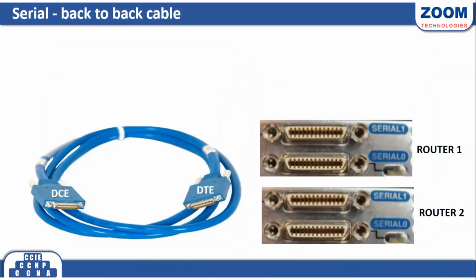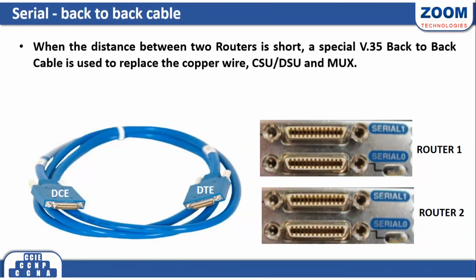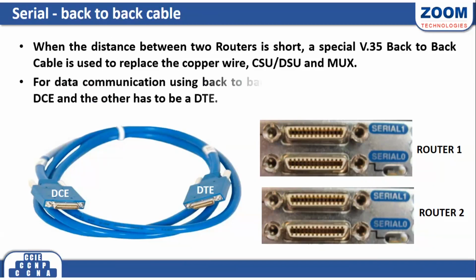But what if the devices are at a short distance? If the distance between two devices is short, like in one rack where two routers are available, then how do we connect? You can use a back-to-back serial cable. When the distance between two routers is short, a special V.35 back-to-back cable is used to replace your copper wire, mux and modem; these are not required. That equipment is required for different locations, one in one location and another in another. If the distance between the two is short, you can use the back-to-back cable for data communication.